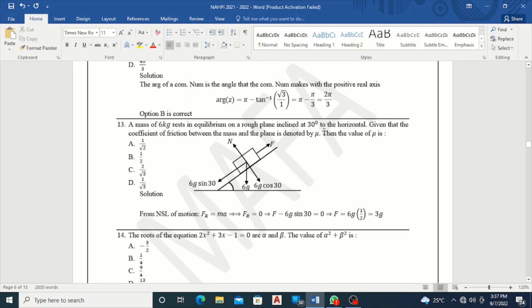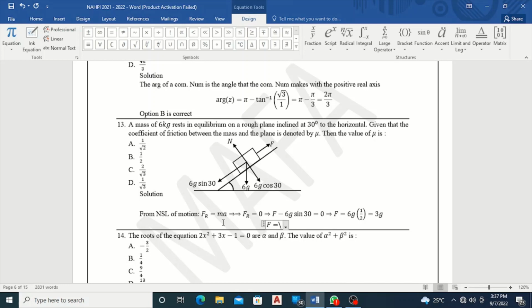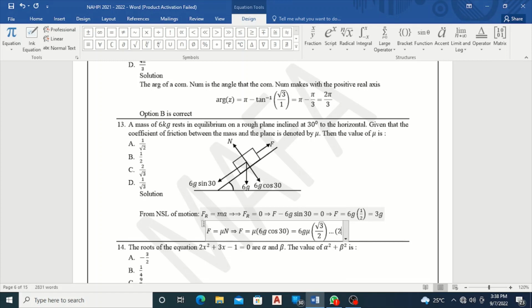Now what do we need? We need the value of the coefficient of friction. So first of all, we need to relate the frictional force and its coefficient. The frictional force is equal to the coefficient of friction times the normal reaction. But since the body is in equilibrium, our F here is equal to mu times the normal reaction, which is 6g cos 30. So at the end we get 6g mu, and cos 30 is the square root of 3 divided by 2. Maybe I can call this equation 2.